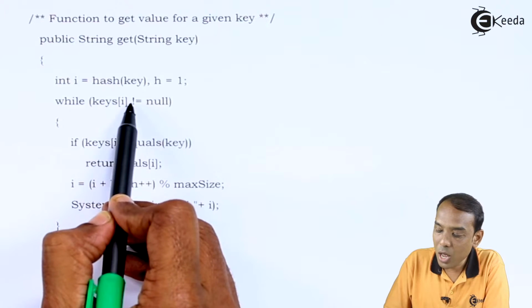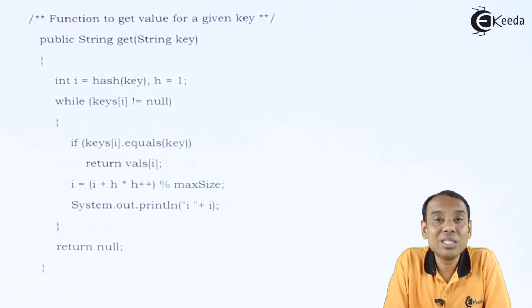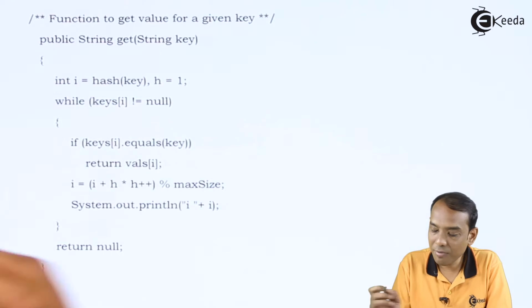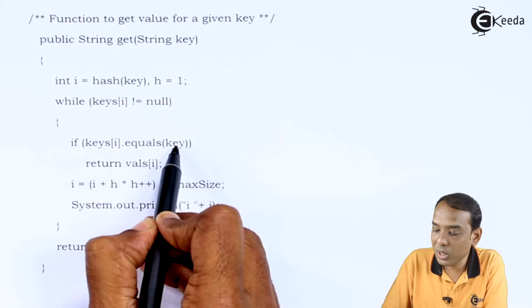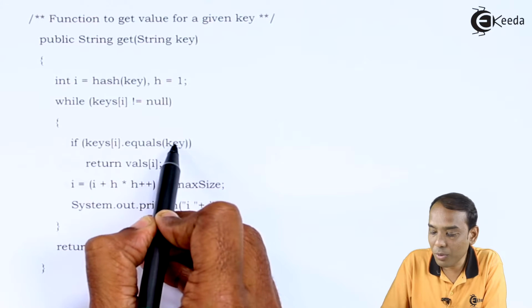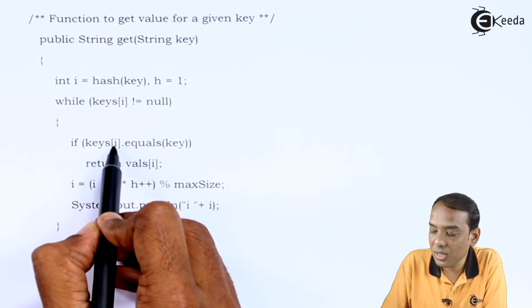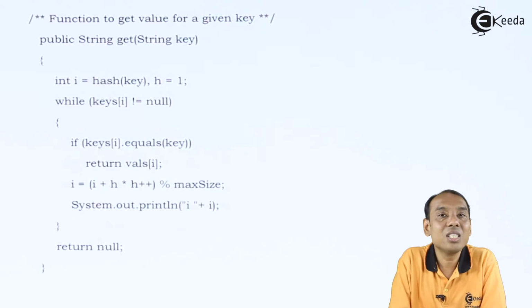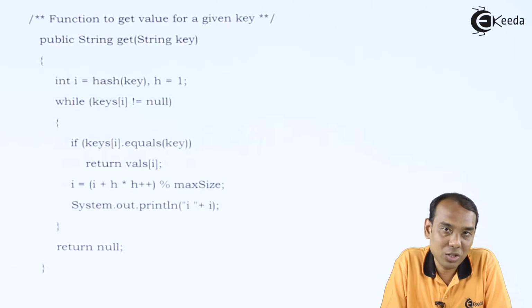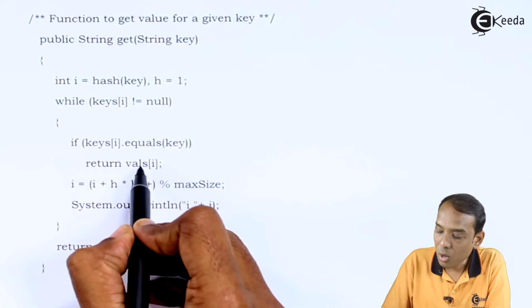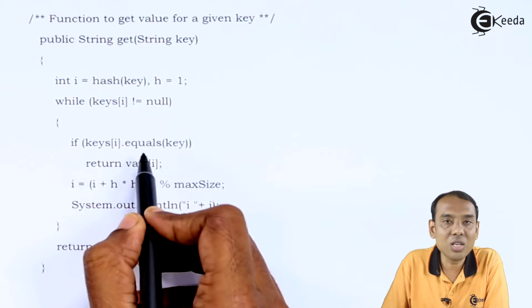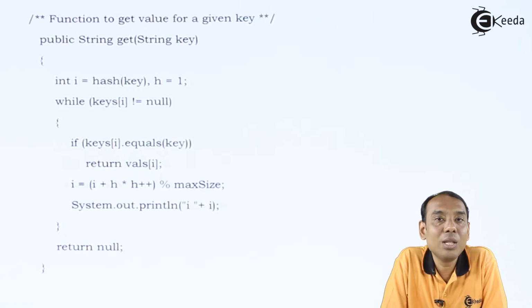Now we will check with a set of conditions. While keys[i] not equal to null, it means that there is some value present in the given hash table where the key is to be found. Now we will check with the particular key. We have if keys[i].equals(key). Once the key is taken from the user, we need to check whether it is present in the given hash table. In that case, the corresponding value needs to be fetched. We have return vals[i]. Once this is done, then we have to increment the value of i.